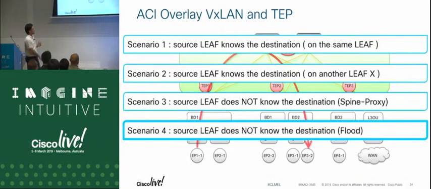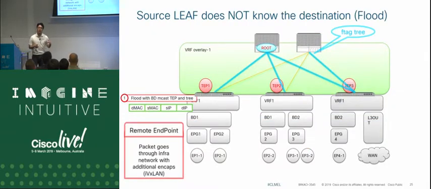Okay? The last one is where it decided to do flood instead of spine proxy. So when we talk about flood in ACI, we need to talk about the FTAG tree first. That is the mechanism to avoid loops in ACI. So this blue line is the FTAG tree in ACI. So we pick one spine as a root.